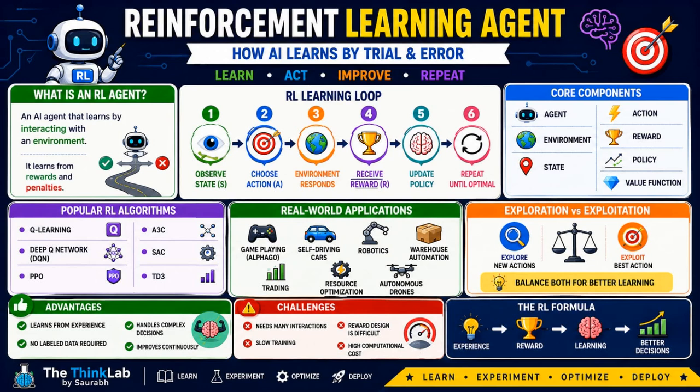Now we are talking about exploration versus exploitation. One of the biggest challenges in reinforcement learning is balancing two strategies. First is exploration. The agent tries to find new actions.